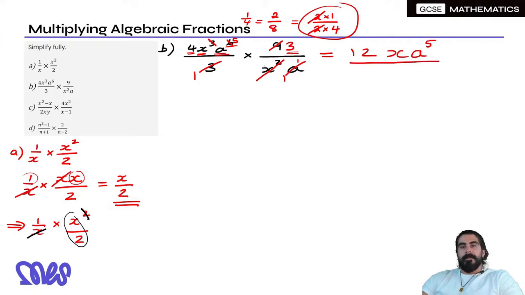Divided by? Now on the bottom, everything cancelled. The 3 cancelled, the x squared went, and the a went. So we're just left with over 1. So that just simplifies to 12x a to the power of 5.